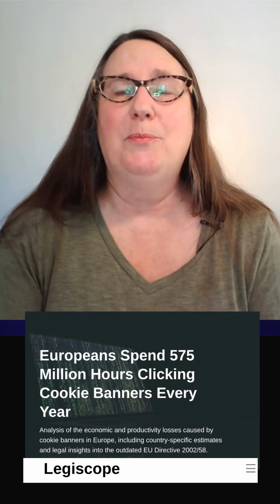Does this actually improve privacy? That isn't clear. People spend a lot of time agreeing to set cookies or blocking cookies.